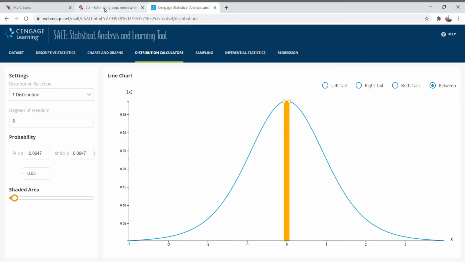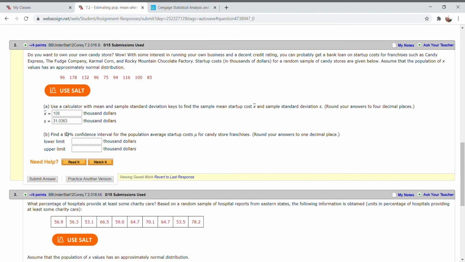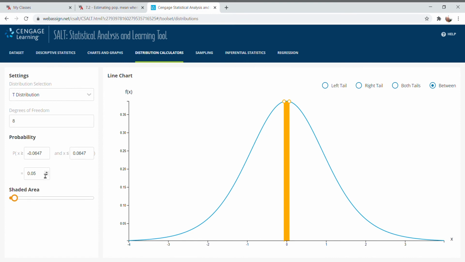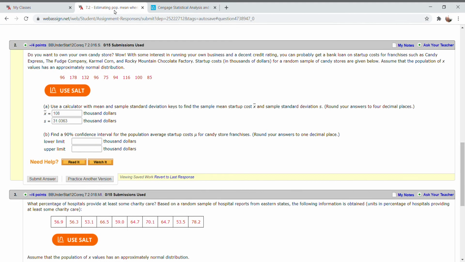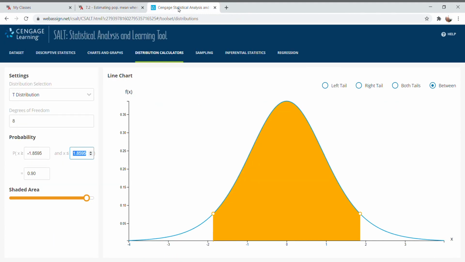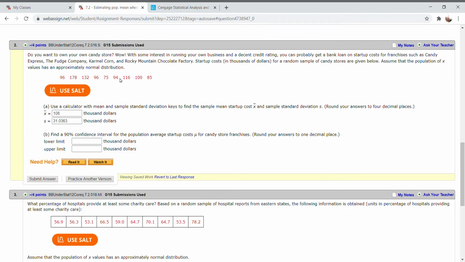It's a 90% confidence interval, so I'm going to set the area between at 90. And lo and behold, it gives us the same cutoff T value. I don't have to enter that, so let me just write that down. T C is 1.8595 times S, which is 31.0363, divided by the square root of 9, or just 3.